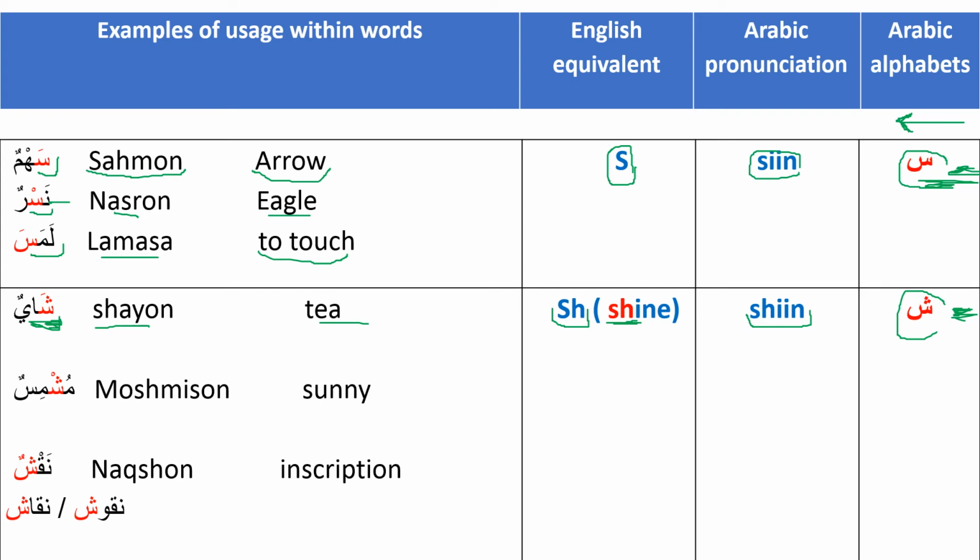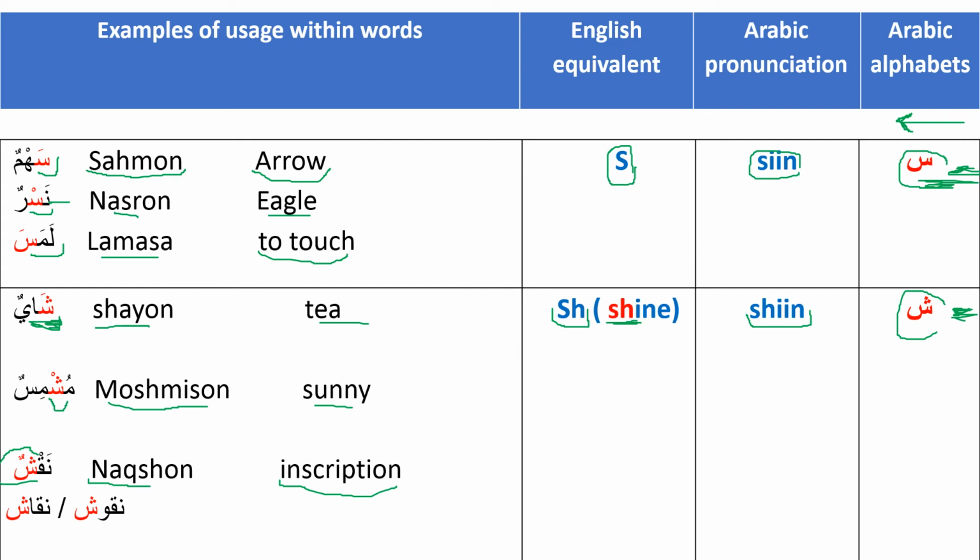If you are to write it in the middle of the word, it's like this. Must be attached to the letter that comes before it and the letter that comes after it, like in this example, mushmisun, which means sunny. Then, if you are to write it at the end of the word, it's like this. It must be attached to the letter that comes before it. Like in this example, naqshun, which means inscription. Inscription, yes.